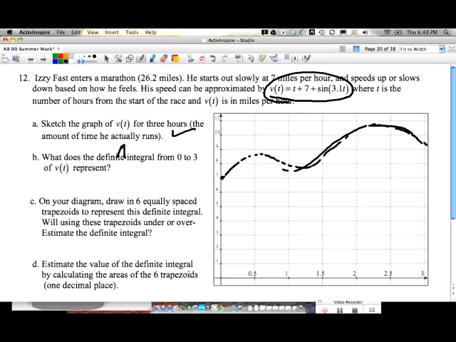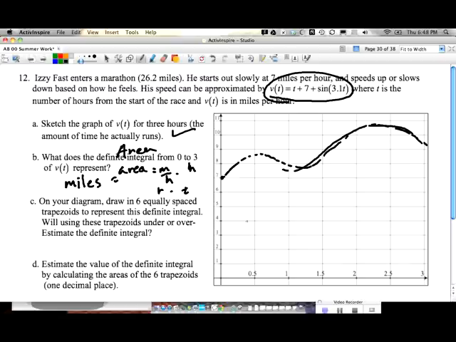Check. What does the definite integral, also known as the area from 0 to 3 of v of t, represent? This area is really, v of t is miles per hour. Yep, it's miles per hour. It's our rate times our time. It's miles per hour times hours, which equals miles.